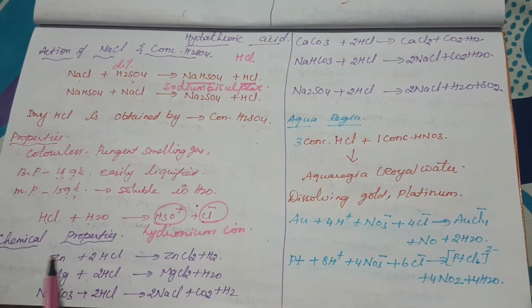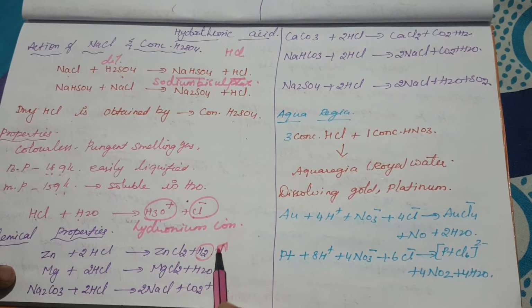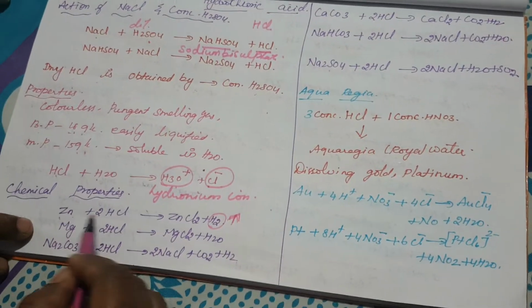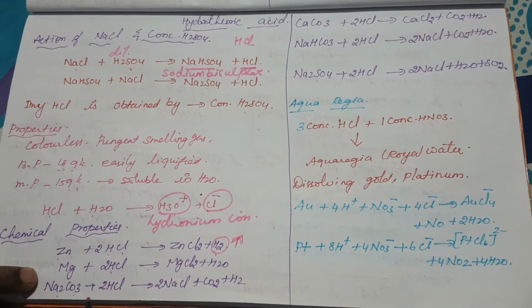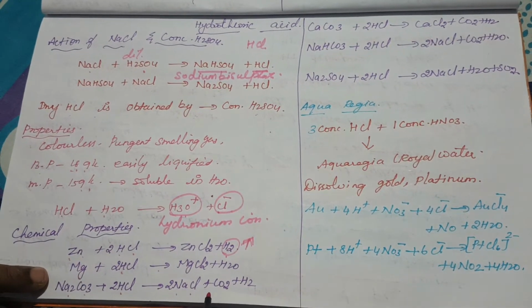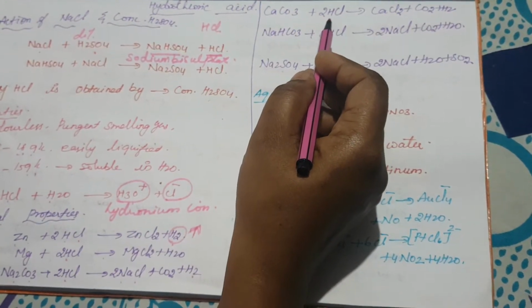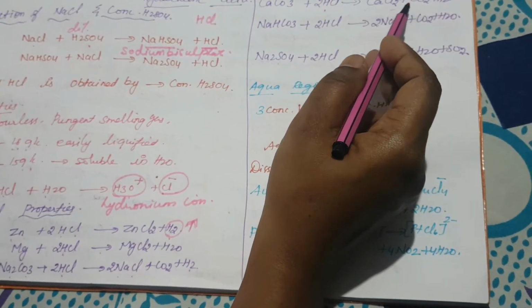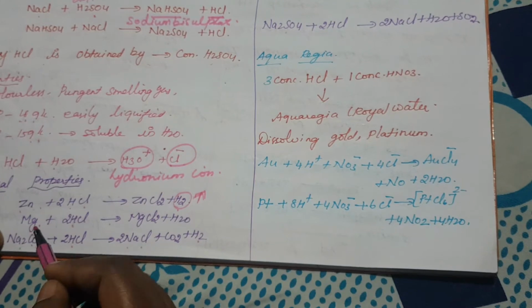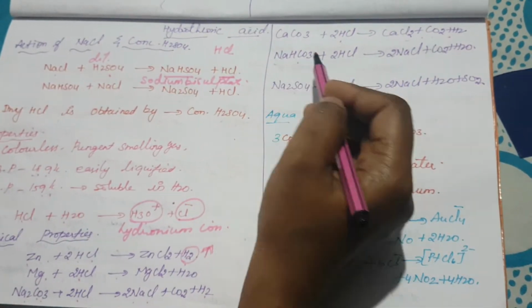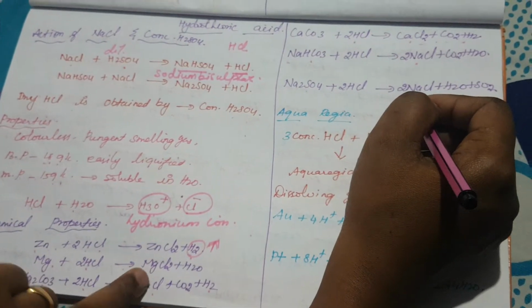What are the chemical properties? First, hydrochloric acid reacts with metals and liberates hydrogen gas, that is, displacement of hydrogen. Here we get zinc chloride and hydrogen, and magnesium chloride. Then sodium carbonate with hydrochloric acid gives sodium chloride, carbon dioxide and H2O. Calcium carbonate with hydrochloric acid gives calcium chloride plus CO2 plus H2O. Here the metals are zinc and magnesium, and the salts are sodium carbonate, calcium carbonate, sodium bicarbonate and sodium sulfate, giving calcium chloride and sodium chloride.